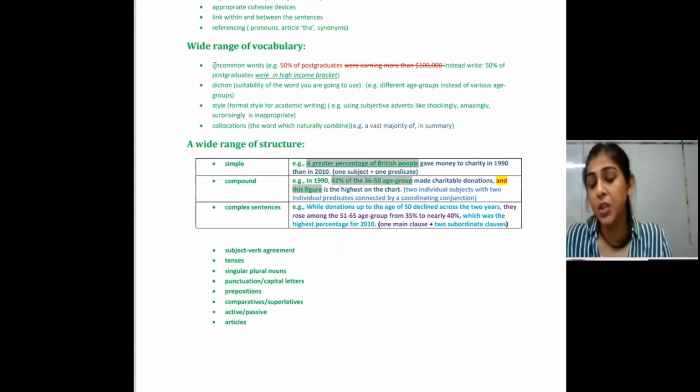For example, what we need to do here is to use uncommon words. Uncommon words here, for example, if you have a sentence like this, 50% of postgraduates were earning more than $100,000. Now here, were earning more than $100,000 is something simple. It's something common in vocabulary. So instead of writing this, you can write 50% of postgraduates were in high income bracket.